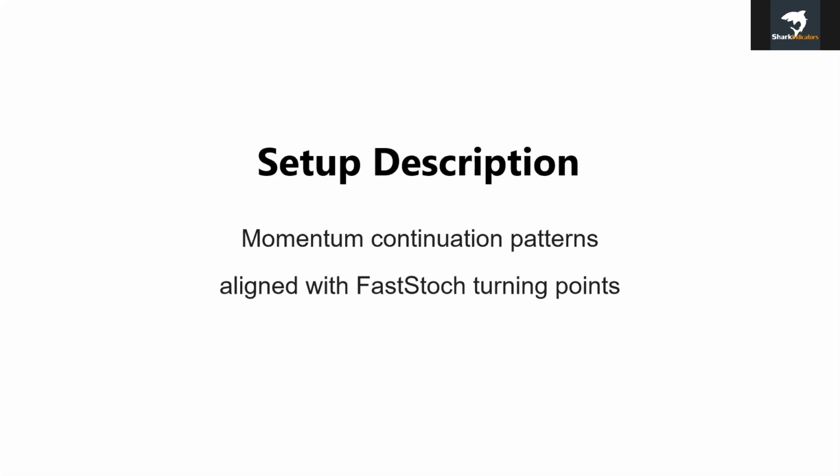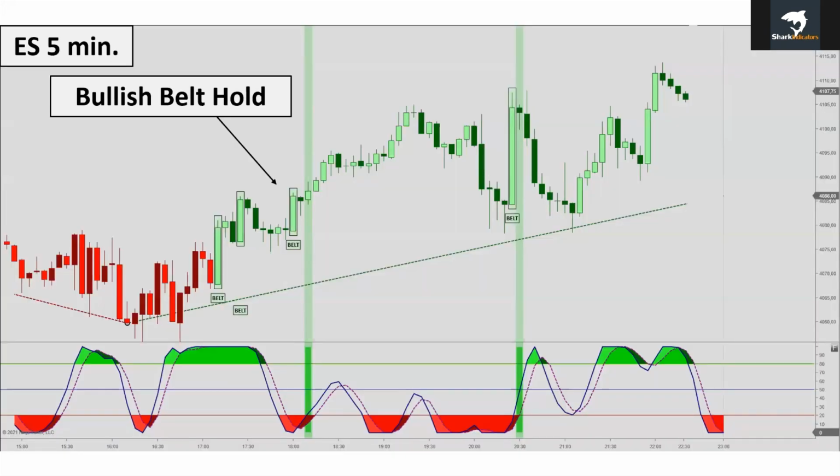So again, the idea here is to align momentum price action patterns with the fast stochastic turning points. And so the next couple of slides will look at a couple of examples here. Bullish belt hold pattern fairly early in the trend shows us that the bulls are driving the prices higher here. At the same time, we're looking for a fast stochastic scenario where you're moving out of this oversold area upwards with a strong momentum.